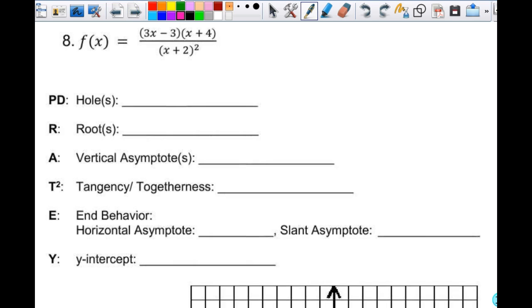So is this completely factored? No, almost, right? But I can factor out that 3, which will actually help me. So 3 times x minus 1 times x plus 4 over x plus 2 squared. All right. So once again, no point discontinuity. I think like yesterday, all of them had it, and today none of them do. So it just depends on the graph.